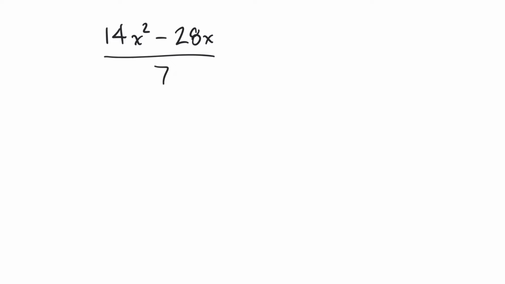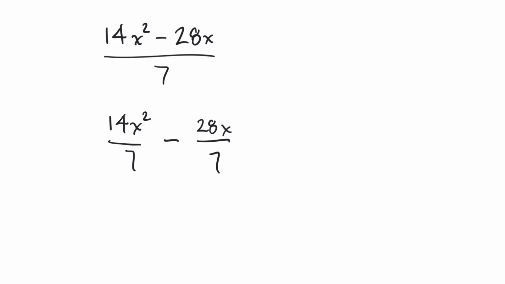Here's one. So again, on the top we've got a binomial in our numerator, and in our denominator we have just a monomial, in this case just 7. So let's do what we were doing previously, which is we'll split this up into 14x squared over 7 minus, and this minus right here comes from this minus right here, 28x over 7. So now what we have to do to simplify this expression is just simplify this fraction and then simplify this fraction. So you can do that in any number of ways.